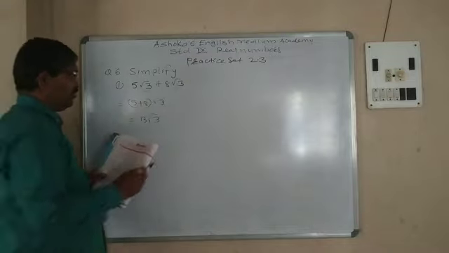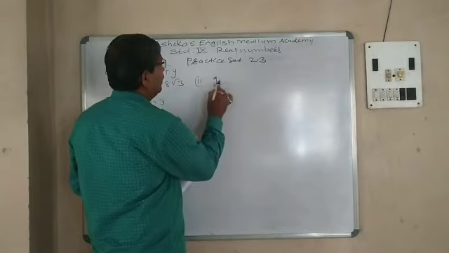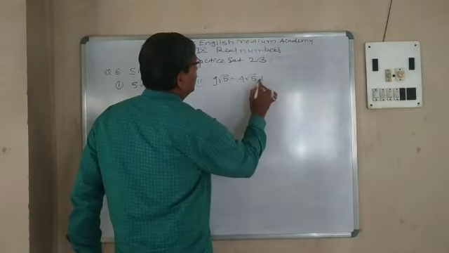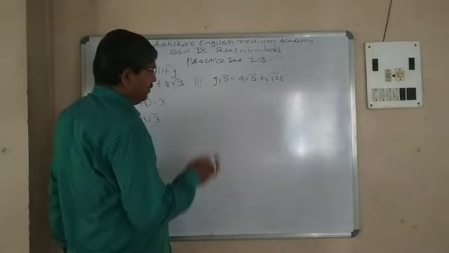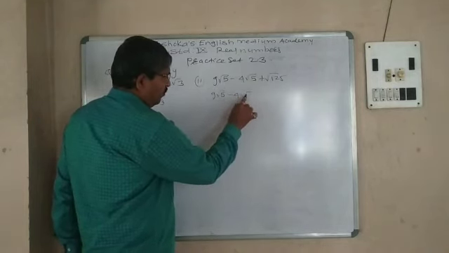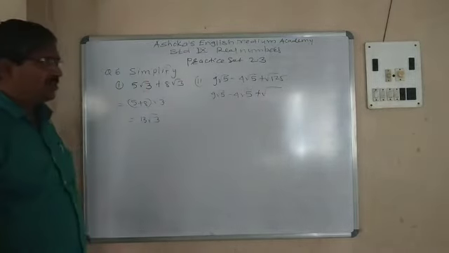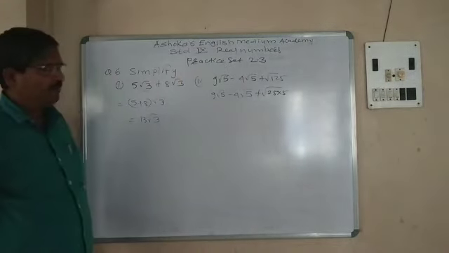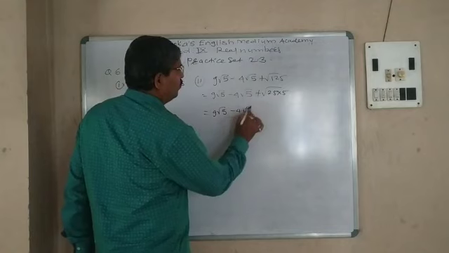Now question number 2 is given here. What is question number 2? 9 under root 5 minus 4 under root 5 plus under root 125. Now what will you do? Here 9 root 5 is kept as it is, minus 4 root 5 is kept as it is, but you can split 125 in such a way that it is 25 into 5. So what happened? Then 9 root 5 minus 4 root 5.